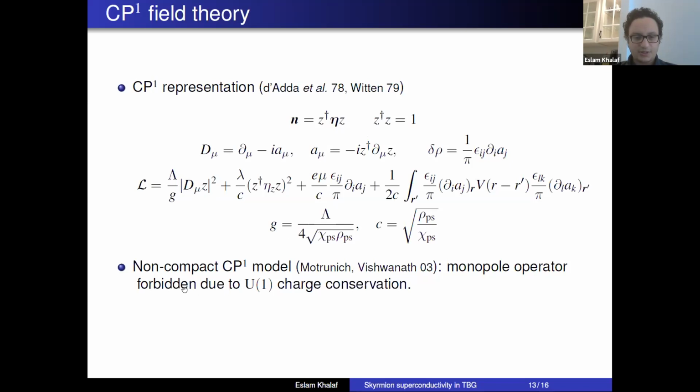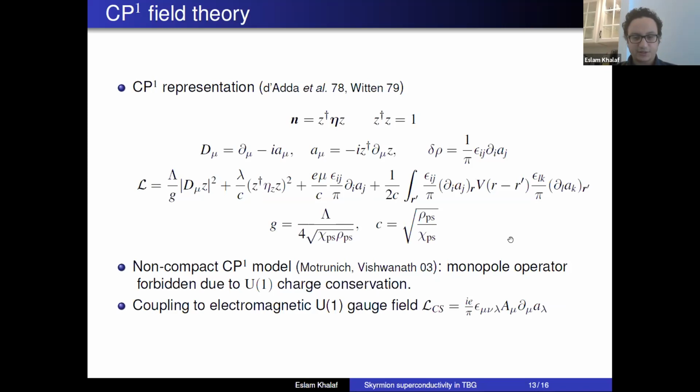We've also introduced this dimensionless coupling g, which is related to the compressibility chi and the stiffness. We note that this model corresponds to the so-called non-compact CP1 model, because there are certain monopole operators that may be allowed in such systems which change the skyrmion number, but in this non-compact model, such operators are not allowed due to charge conservation. So we cannot really change the number of skyrmions because they carry charge. And finally, we'd like to also couple this theory to an electromagnetic gauge field using the standard Chern-Simons coupling in order to better probe the physics.